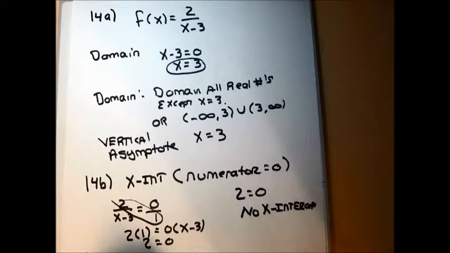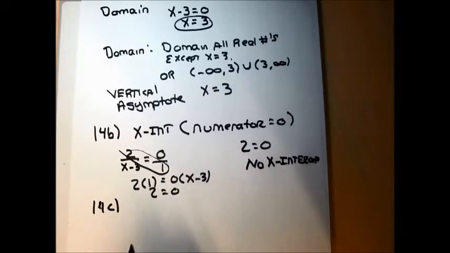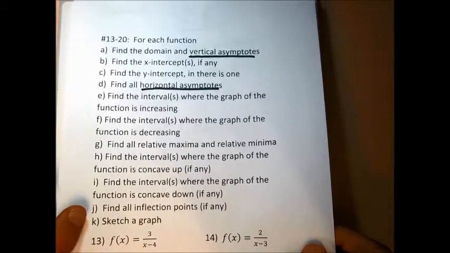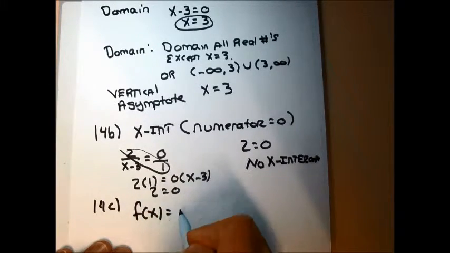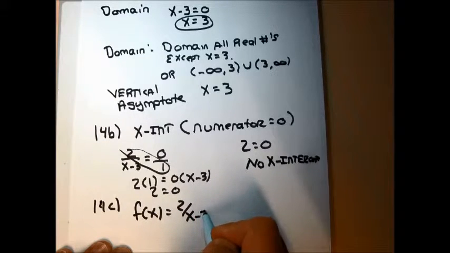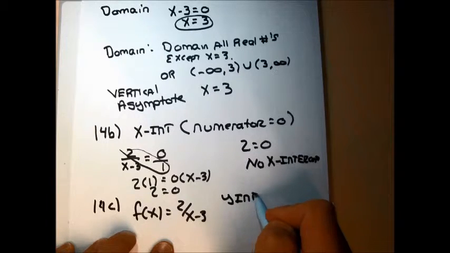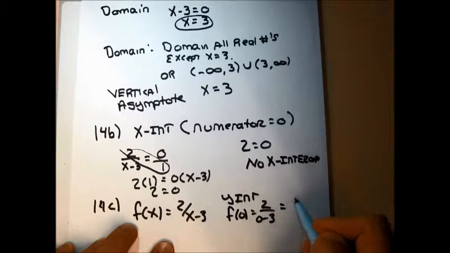So for each of the fractions, I'm going to find the x-intercept by simply taking the numerator and setting it equal to 0. For the y-intercept, you just plug 0 in for x. The original function is f of x equals 2 over x minus 3. To get the y-intercept, I'm just going to take the x's and plug in 0. So I'm going to do f of 0 equals 2 over 0 minus 3. And that's going to give me 2 over negative 3. And I'm going to rewrite that as negative 2/3.